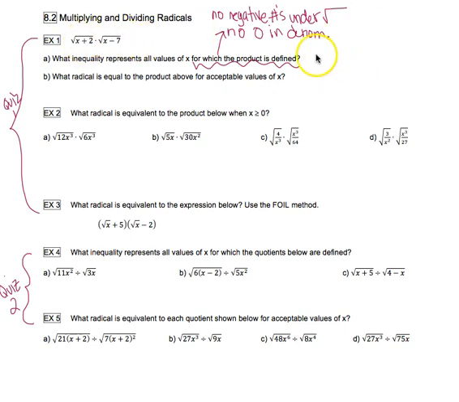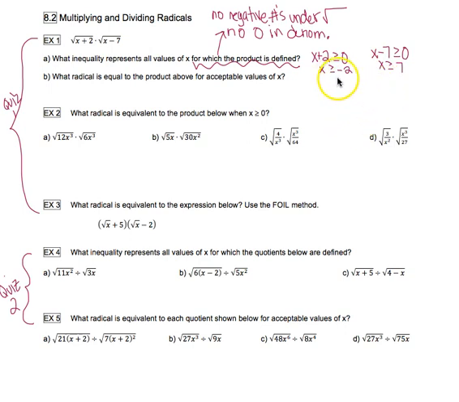So anytime we're asking where the product is defined, we're basing it on those rules. With this product, because I have x plus 2 under the radical, I know that x plus 2 has to be greater than or equal to 0 because I'm not allowed to have a negative. Likewise, x minus 7 has to be greater than or equal to 0 so that I don't have a negative under that radical. If I solve each of these inequalities, subtracting the 2 here, x is greater than or equal to negative 2, and adding 7 here, x is greater than or equal to 7.